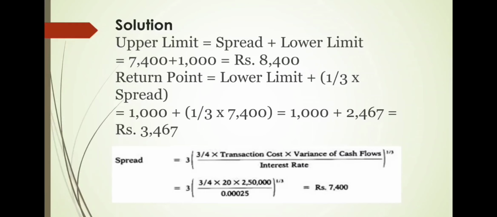So the upper limit is the spread plus lower limit, that is 7,400 plus 1,000, which comes to rupees 8,400. The return point is equal to the lower limit plus 1/3 into spread, that is 1,000 plus 1/3 into 7,400, that is 1,000 plus 2,467, which comes to rupees 3,467.